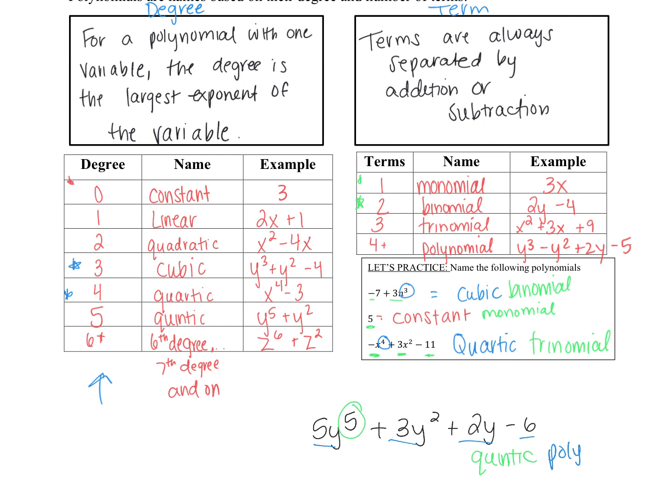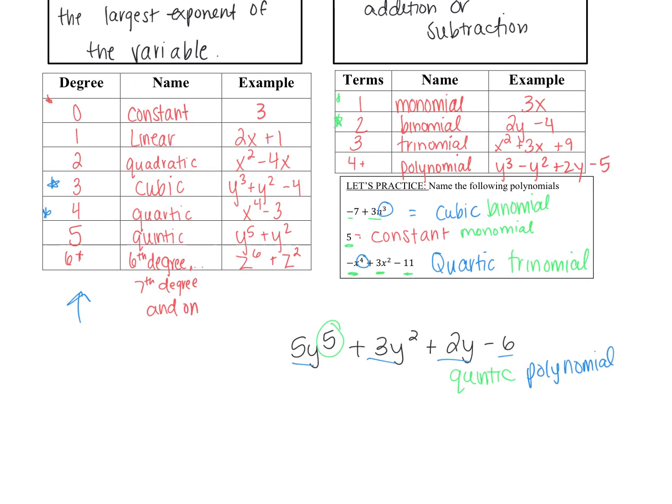But what I want you to do is after you write polynomial, because any expression that has 4 or more terms is called a polynomial, in the parentheses, you're going to write 4 terms. If it's 5 terms, you'll write 5, and so on.